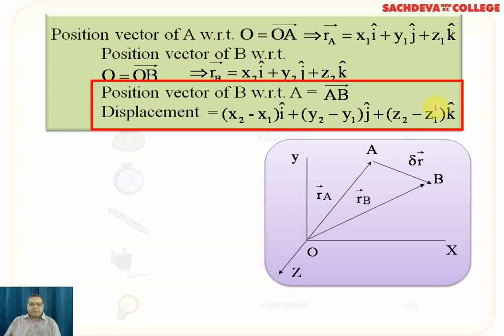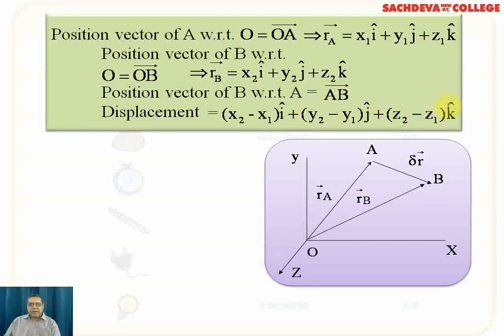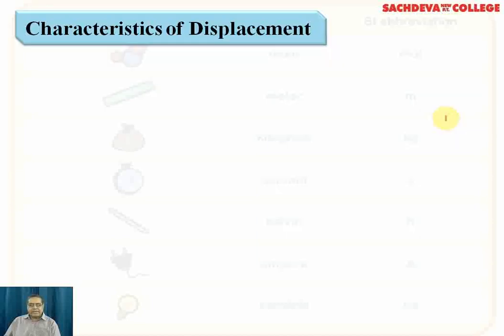z-axis. Position vector of B with respect to A will be AB, and this can be calculated by the equation displacement is equal to (x2 minus x1) into vector i, plus (y2 minus y1) into j, plus (z2 minus z1) into k, where i, j and k are unit vectors along the x-axis, the y-axis and z-axis.